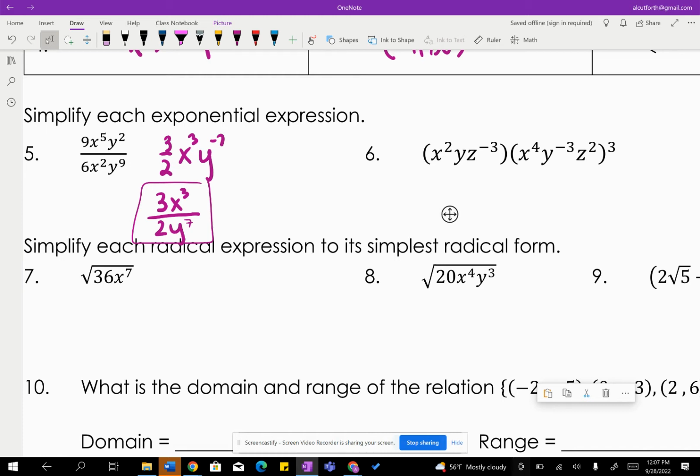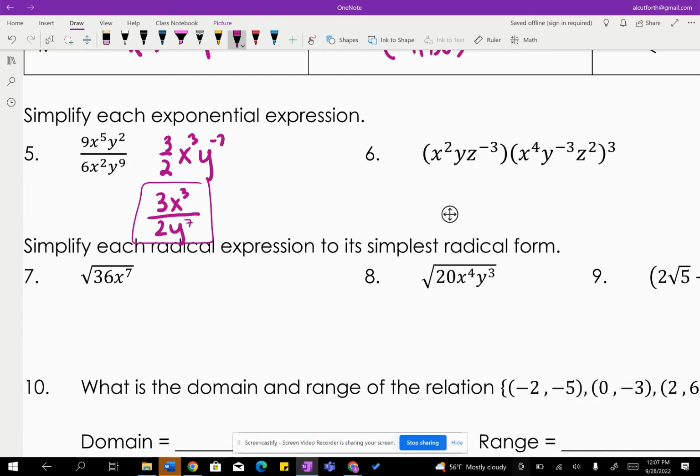For number 6, we have two things going on. We have this 3 exponent and we're multiplying, right? This means multiply. Which one of those do I do first? Exponents or multiply? Exponents first, right? PEMDAS, good old PEMDAS, exponents first. So we need to apply this 3 to these things. So we said division was subtracting, multiplying was adding exponents.